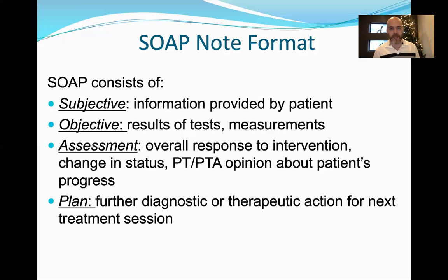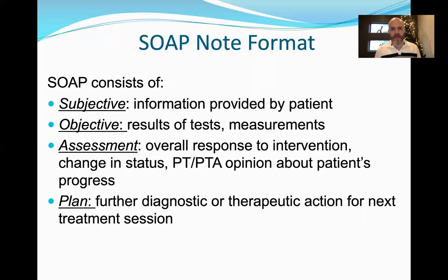So subjective means anything that comes from the patient's mouth, anything that the patient tells you. If you ask them how much they're hurting, and they tell you that their pain today is a 4 out of 10 on the pain scale, that goes in the subjective section. If they say my shoulder is a little sore today, but it's getting better, that goes in the subjective section. If they say, I didn't sleep very well last night because my back pain kept me up, that goes in the subjective section.